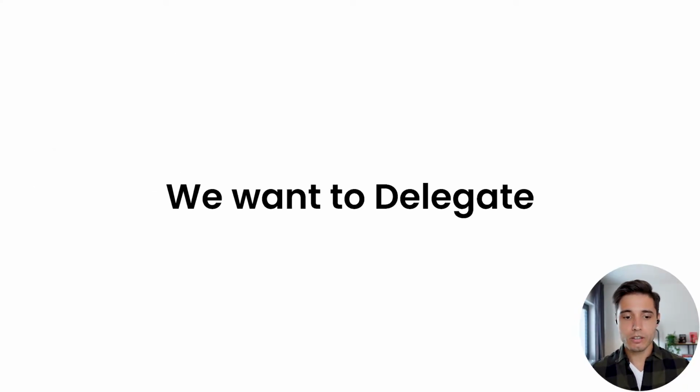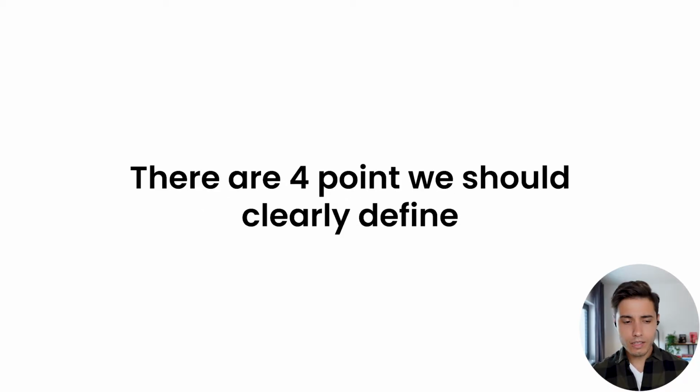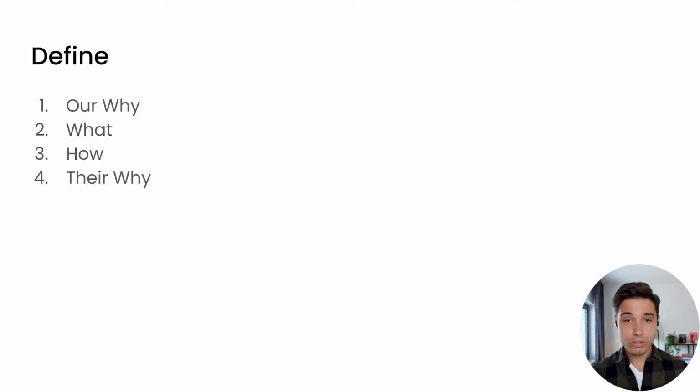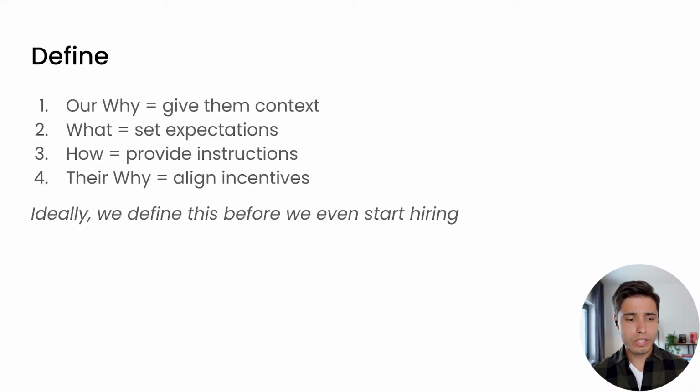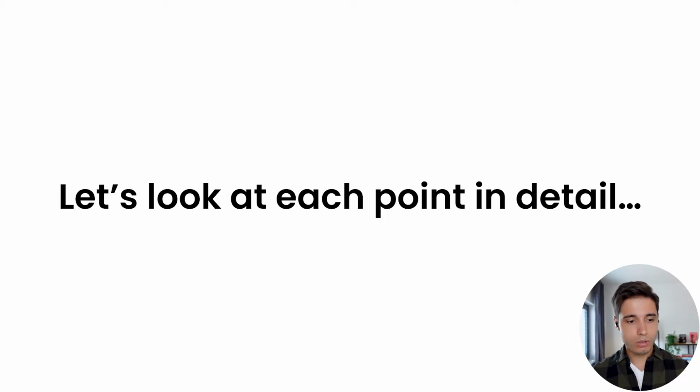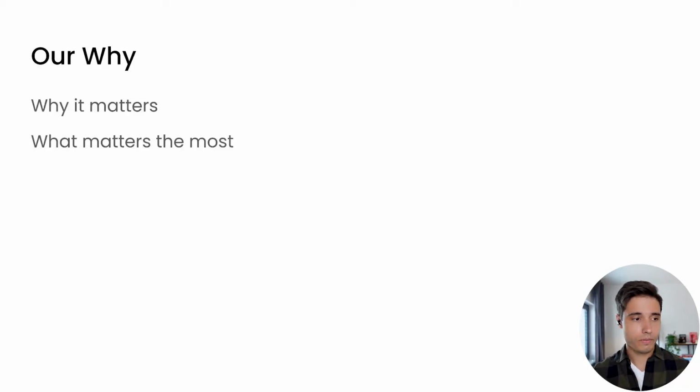And we obviously want to mainly delegate to free up our time and our mental capacity. And in order to do that, there are 4 points we should clearly define. We need to define our why, we need to define what, we need to define how, and we also need to understand their why. So we have to give them the context, we have to set expectations, we have to provide instructions, and we also have to align incentives. And ideally, we define all of this before we even start hiring. So let's look at each point in detail.